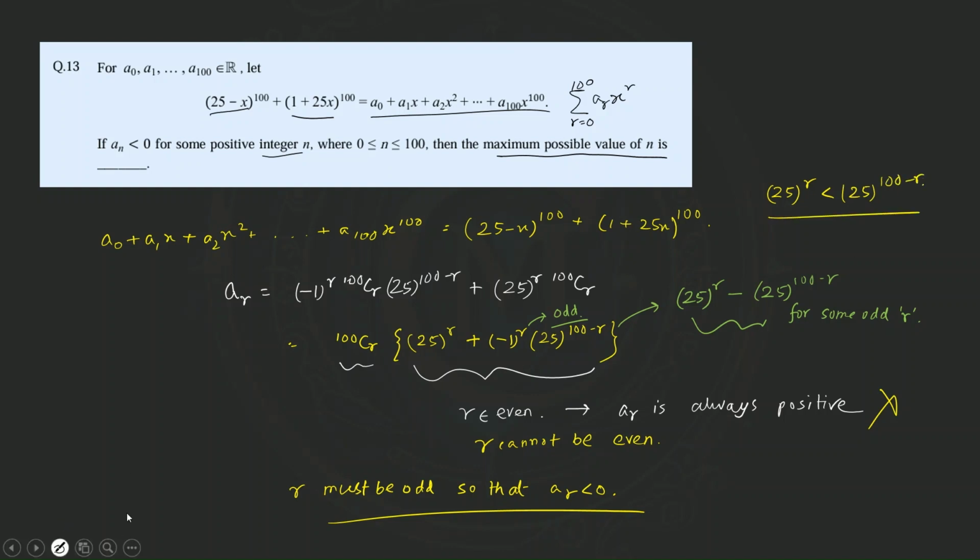Again, if we have a function f(x) equal to a to the power x and a is greater than 1, that means this function is an increasing function. So we can directly compare these exponents. We can write r less than 100 minus r. That means r should be less than 50. Now, what is the maximum possible odd number that is less than 50? Yes, you are right. That is equal to 49. That means the correct answer for this question will be 49.